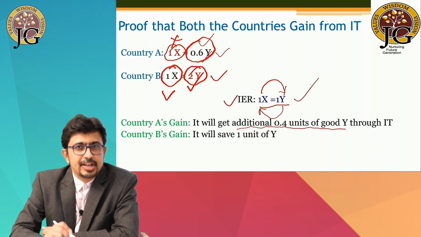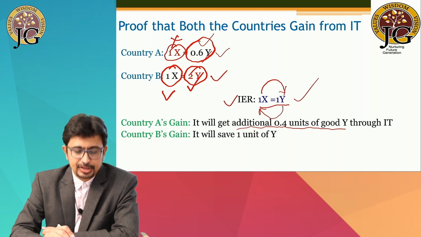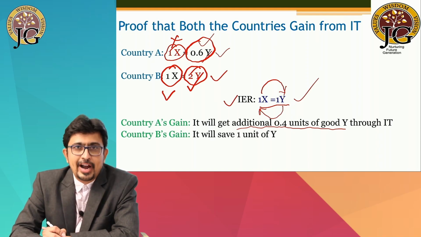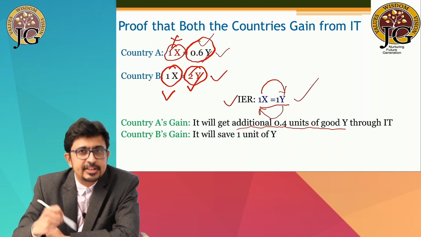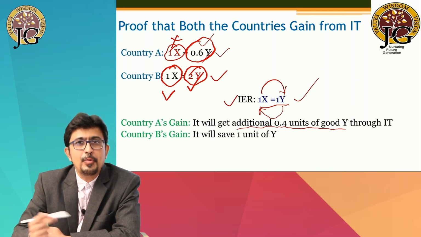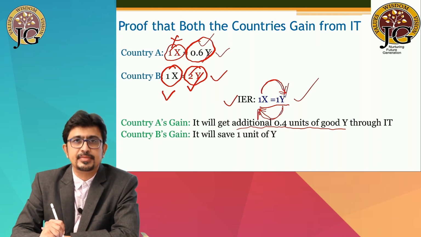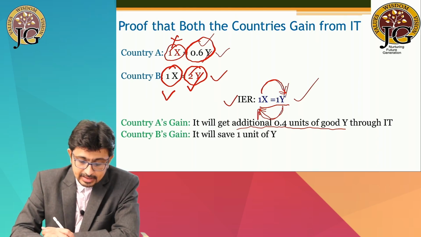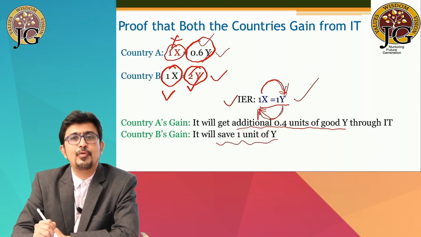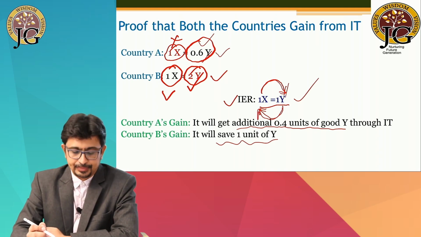So it should first channelize or utilize its resources in the production of good Y. And once it produces 2 units of Y, it should keep 1 Y out of 2 with itself and send only 1 Y to the other country. The other country A will happily give 1 unit of X. Thus, country B is saving 1 unit of Y through international trade.